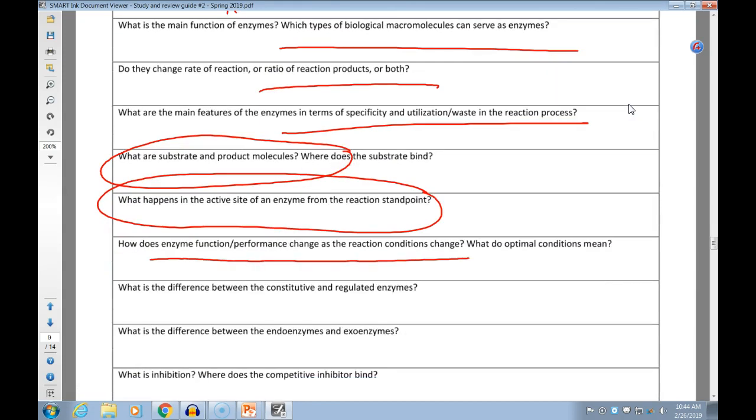Reaction conditions change, and the performance of the enzyme can change as well. That's, Victoria, to your question today. The picture that I had: an enzyme works in a range of conditions.